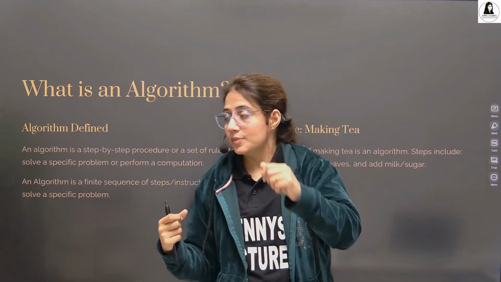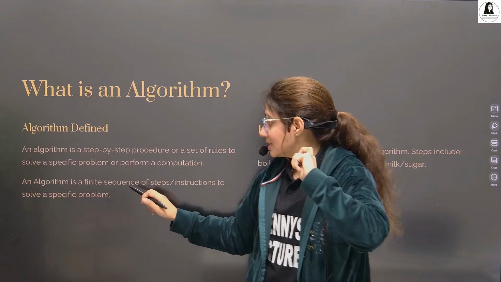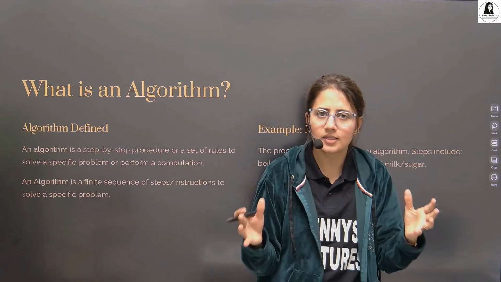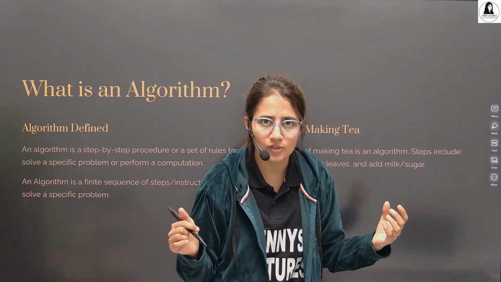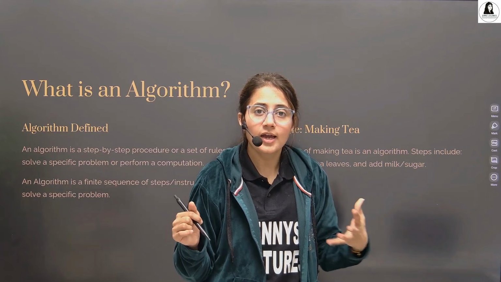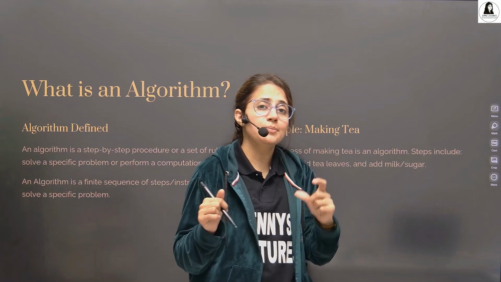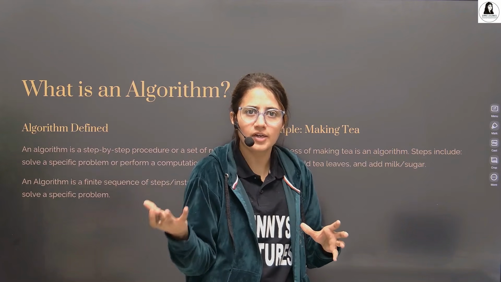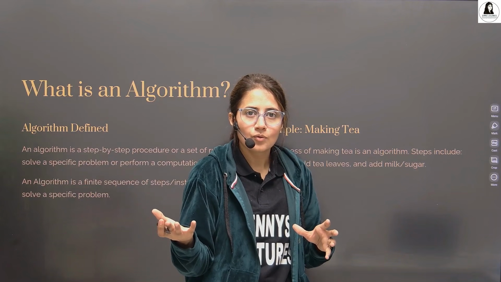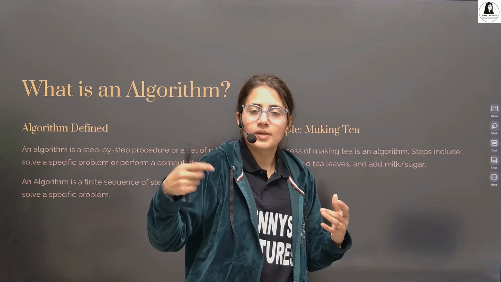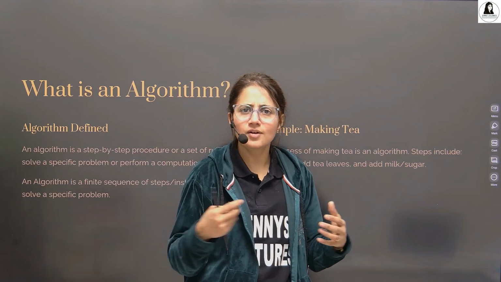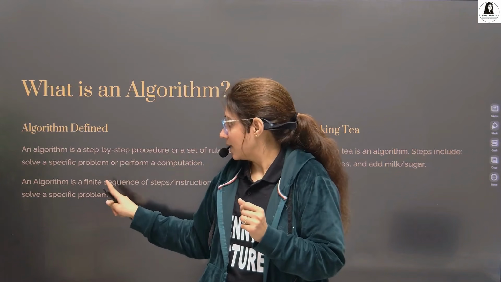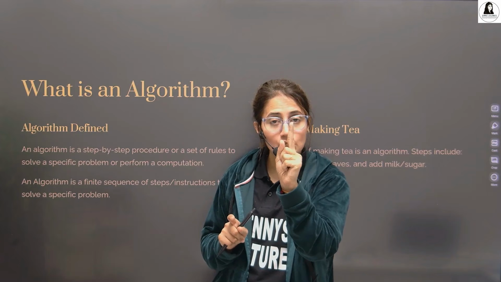So this is a finite sequence of steps or instructions to solve a specific problem. That is an algorithm. We generally write algorithms in simple English language. Okay. Finite, obviously; steps should be finite. For making a tea, there are 5 or 6 steps. These are finite. We know. For making something else, for making idli or some other thing, there are finite steps. These are not infinite steps. We know. So that's why an algorithm is a finite sequence of steps.